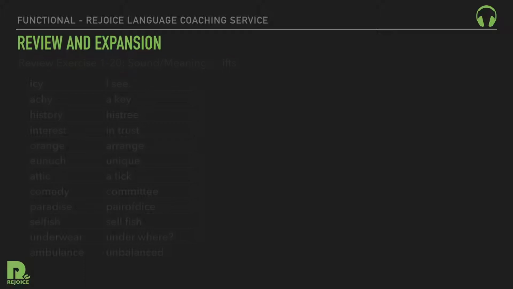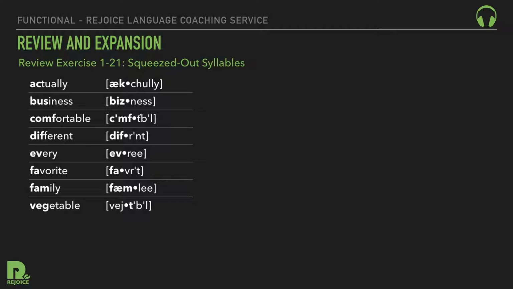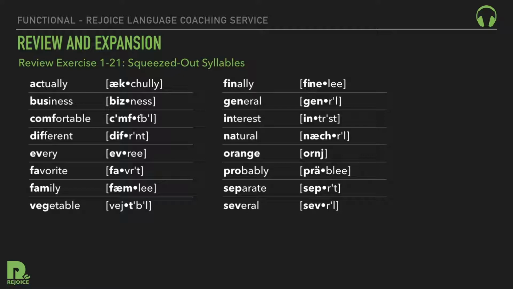Review exercise 121. Squeezed out syllables. Actually, business, comfortable, different, every, favorite, family, vegetable, finally, general, interest, natural, orange, probably, separate, several.